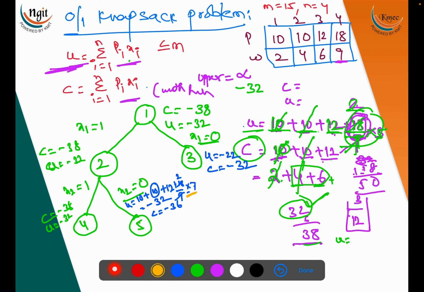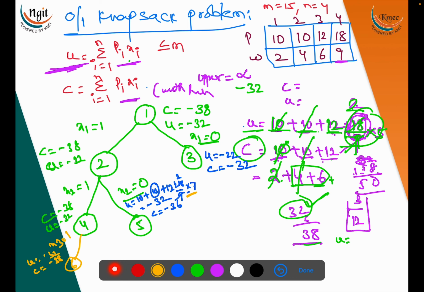So here you got x2 equal to 0. Now let's see for x3 is equal to 1. If x3 is equal to 1, then calculate the cost value. Then what is the value if x3 is equal to 0? u is equal to minus 32, c is equal to minus 38.